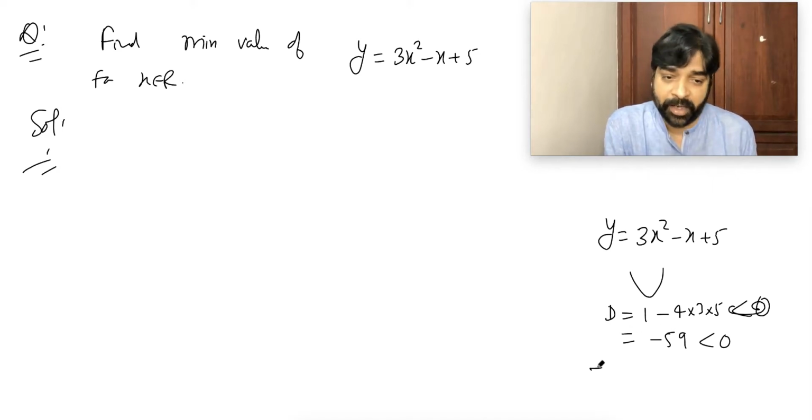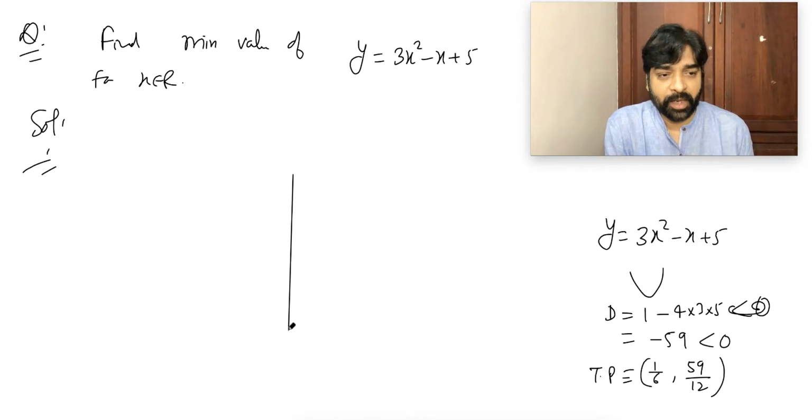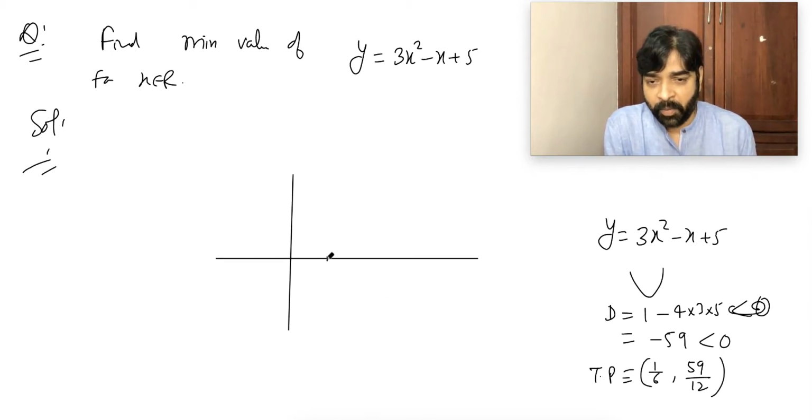No relation. Turning point: minus b by 2a. B is minus 1. So minus of minus 1 by 2 into 3, so 1 by 6. Yes or no? I did correct, no? Or any mistake? Minus b by 2a, I am doing correct, yes. 1 by 6, comma, minus d by 4a. D is minus 59, so minus d by 4a will become what? 59 by 12. Is this point clear to everybody? Graph. I may do a calculation mistake. If I do, please let me know. 1 by 6.